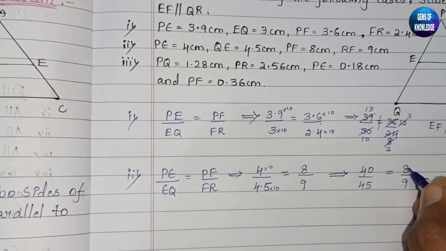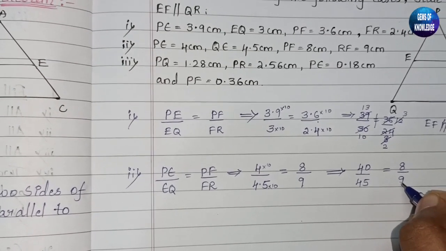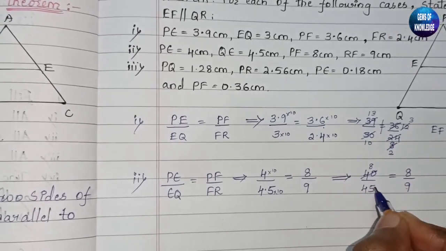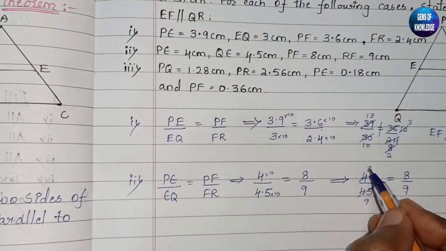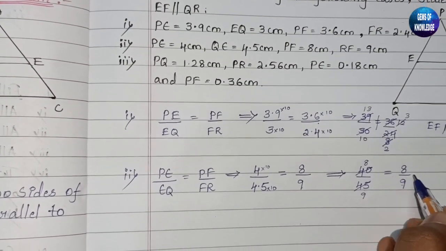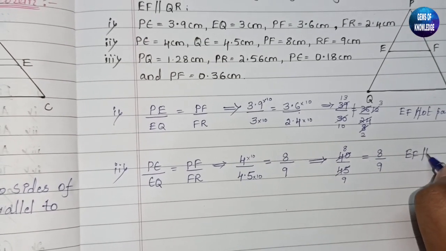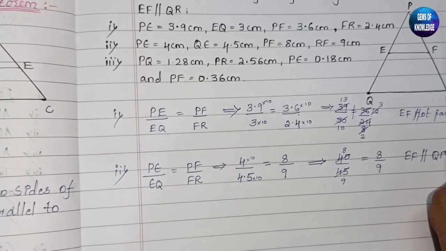So this 8 by 9 is already in its lowest form. So we need to reduce the other into its lowest form. So 5 8s are 40, 5 9s are 45. So this is equal to 8 by 9, which is equal to 8 by 9. So here we can say EF is parallel to QR.